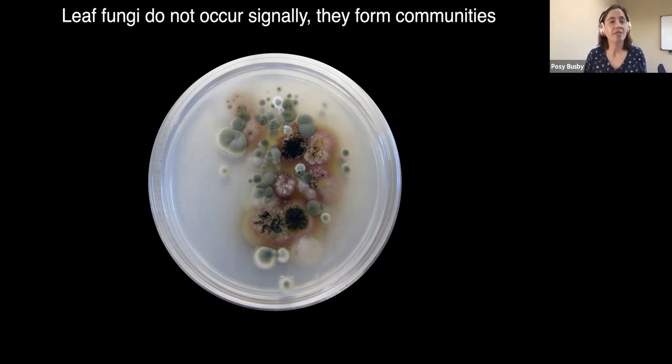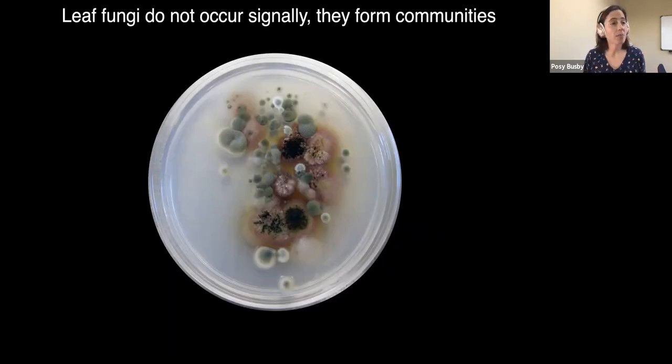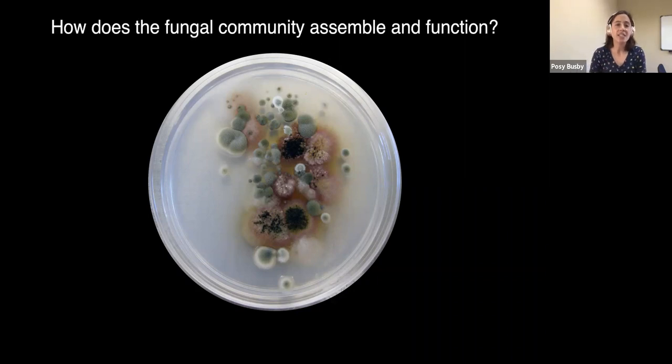Now, because leaf fungi have differential effects on disease severity, and because they form complex communities in wild plants, I would argue that to understand ecological function, we need to ask the question of how this fungal community assembles into its composition, and then what is the consequence of the community as a whole for ecological function.